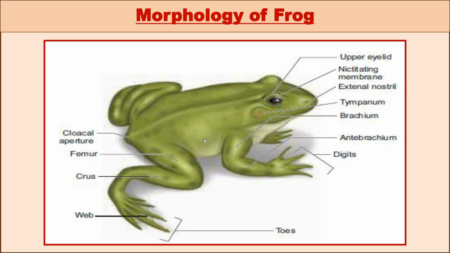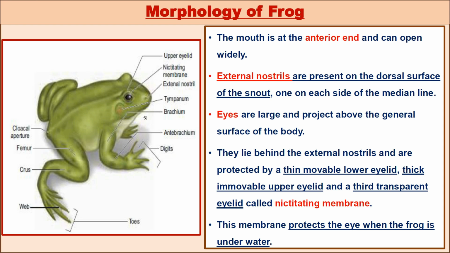The skin may be dark green in color or it may also vary, but it will be paler at the ventral side. The head is almost triangular in shape and it will have an apex which is called the snout. The mouth is at the anterior end of the body and it can open widely. External nostrils are present on the dorsal surface of the snout on either side of the median line.